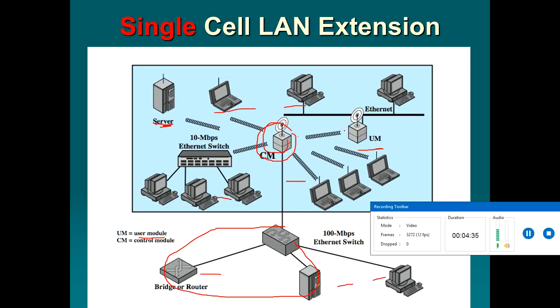So this can be referred to as a single cell wireless LAN, because all the wireless end systems are within the range of a single control module. All the end devices are under the control of a single control module. That's why it is called a single cell wireless LAN. We have another type, which is the multiple cell wireless LAN, which we are going to discuss in the next slide. This is a single cell because all the workstations and end systems are within the range of a single control module. That's why this is called a single cell extension.